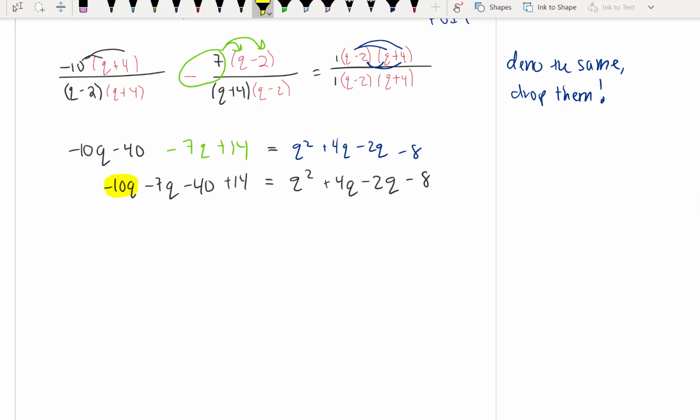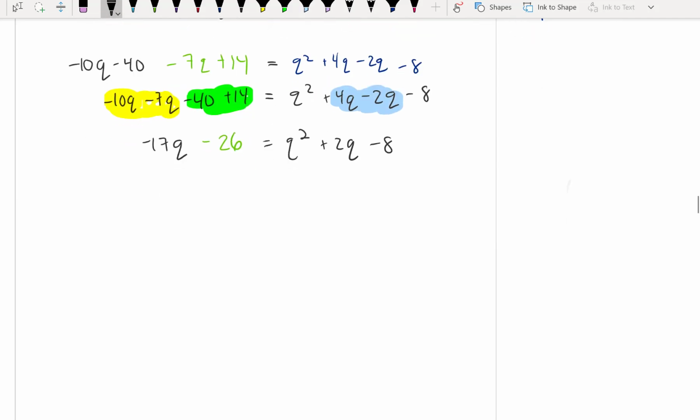So if I'm going to add my negative 10 and my negative 7, I'm going to get a negative 17q. And if I add my negative 40 plus 14, I'm going to get a negative 26. And that's equal to my q squared plus 2q, because I added 4q minus 2q together, and I have my minus 8. So now from here, I'm going to solve for my q.